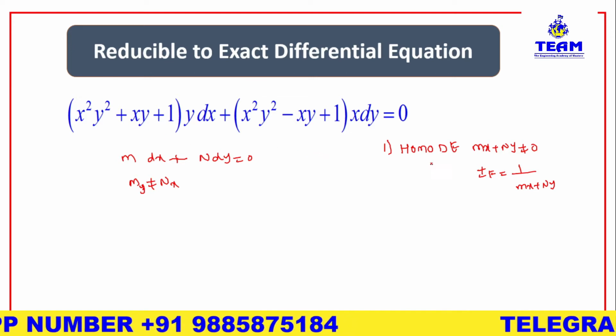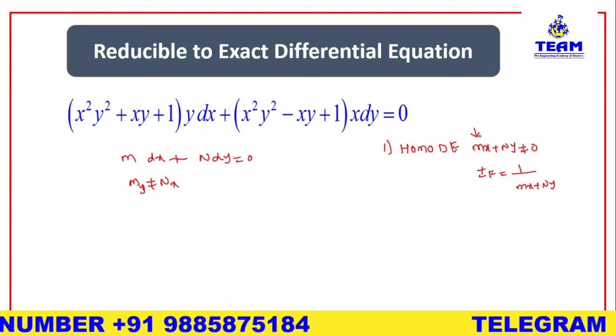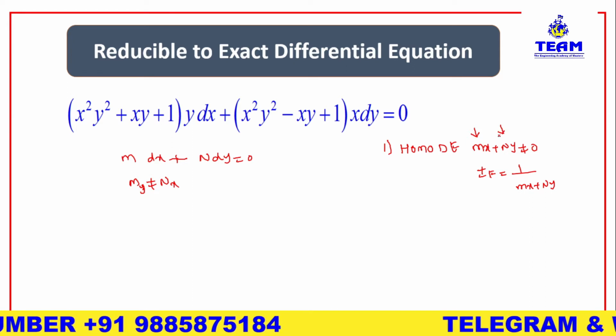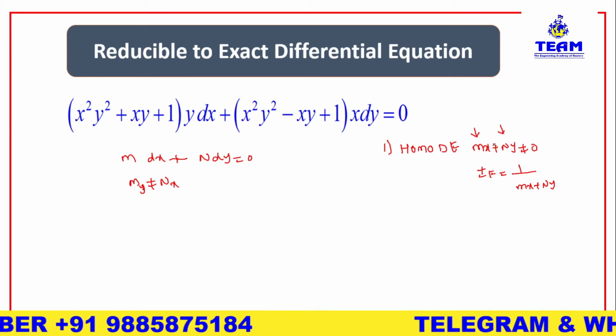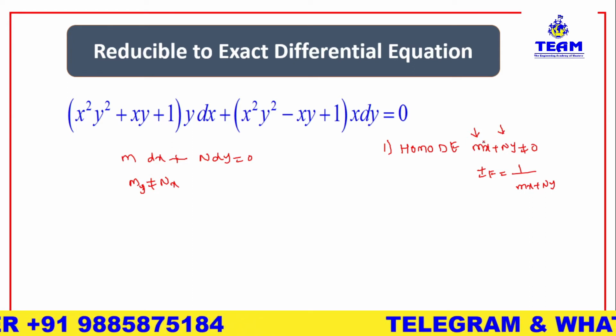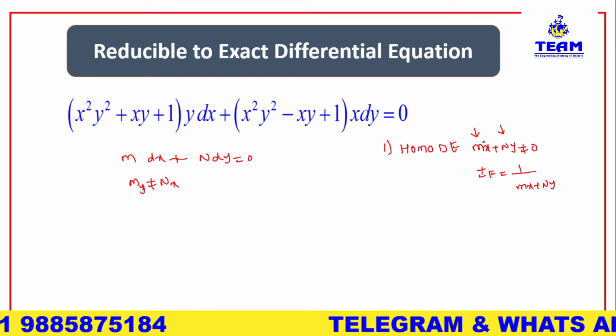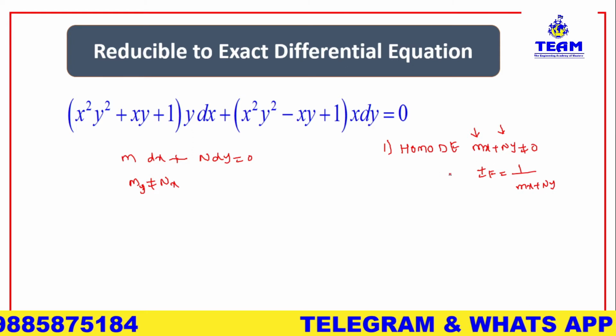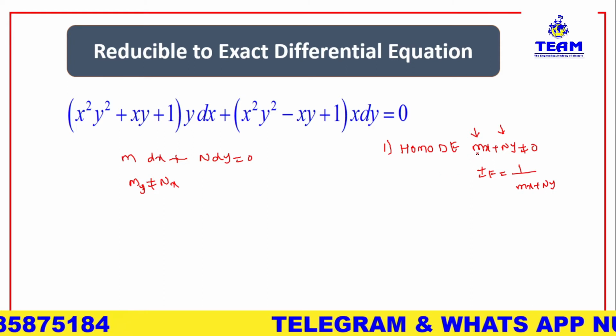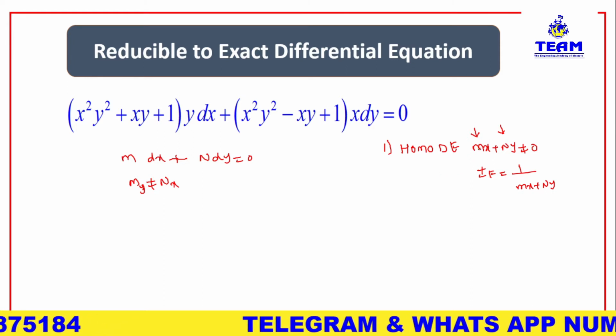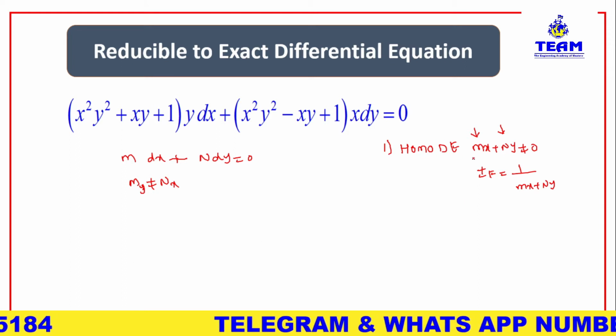What is meant by homogeneous? Here M is a function of x, y, and N is also a function of x, y. Then the degree of M and the degree of N should both be equal. Suppose M degree is 5, then N also should be what? 5. Suppose M is 5 and N is 4, what can you say? Non-homogeneous. Clear? I just gave an example.